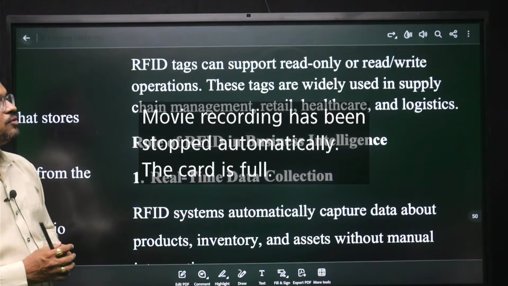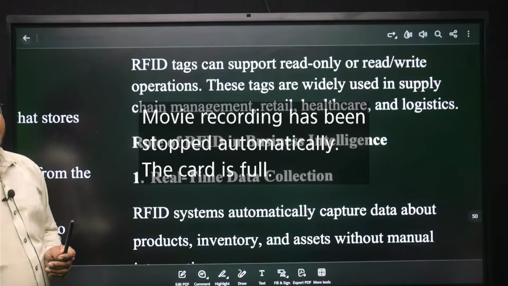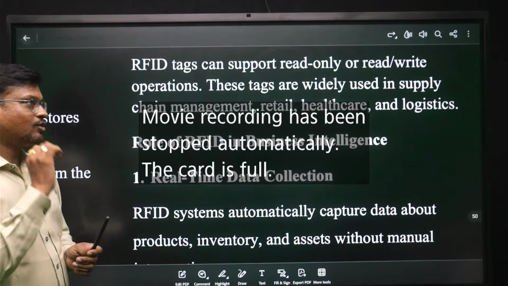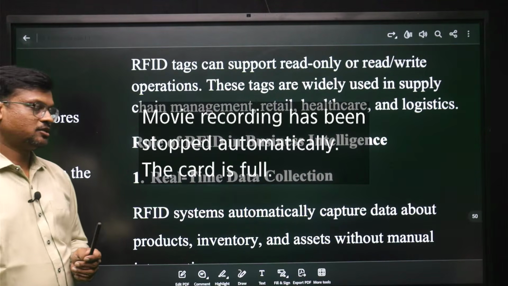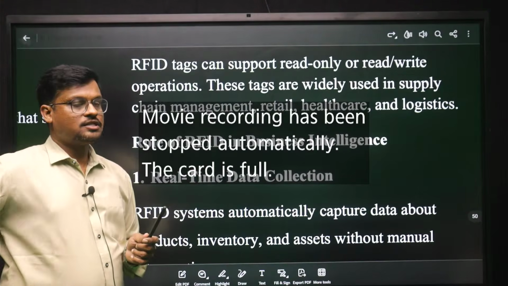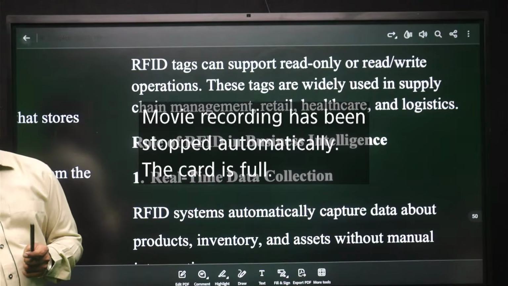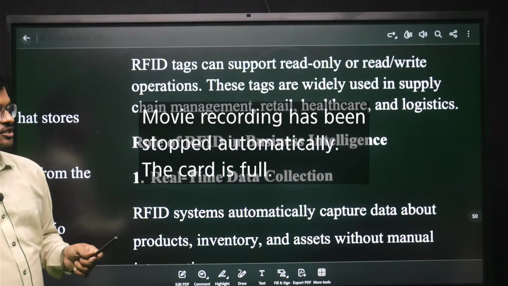RFID tags can support read-only or read and write permissions. These tags are widely used in supply chain management, retail, healthcare, and logistics.